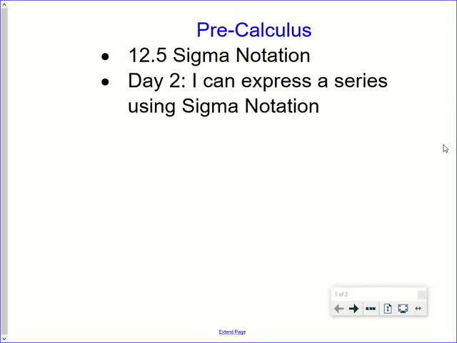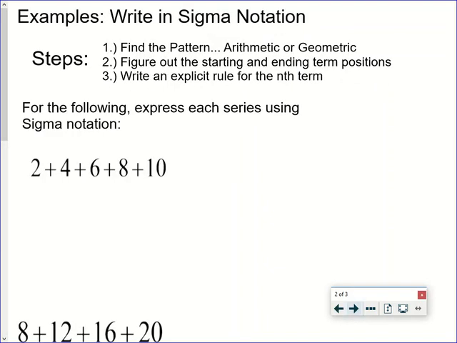All right, so today we're going to do 12.5 day 2, which is: I can express a series using sigma notation. So what you're going to do is have to write it back into sigma notation form from the series. So it's kind of reverse of what you did yesterday. All right, so the first thing I would write down is the steps, and we'll kind of go through it as we go.